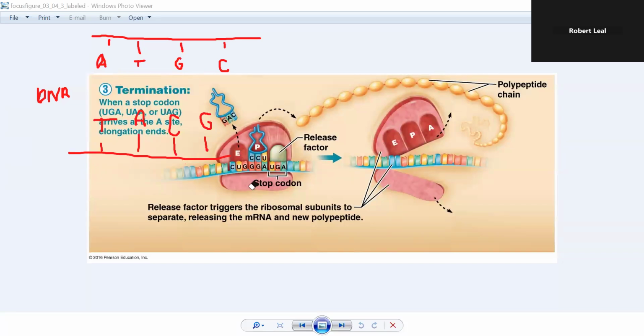Now, if I want to make messenger RNA, not the complementary strand of DNA like we just did, I want to copy the message to make a protein. So let's do that. When you make messenger RNA, you're never going to see thymine in its place. You're going to see instead uracil.